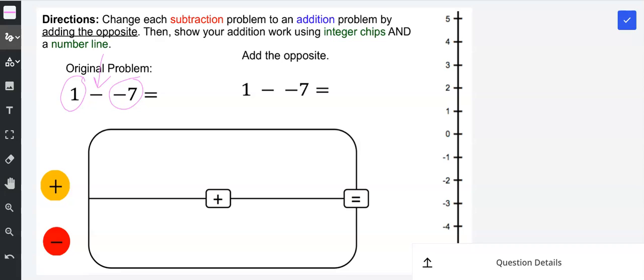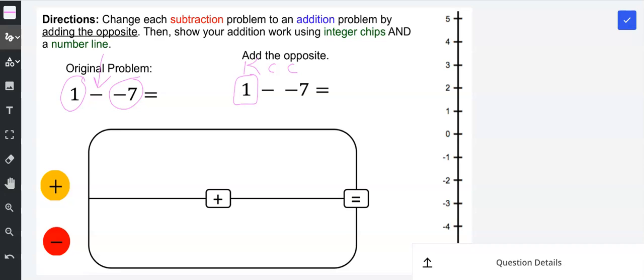So now I'm going to use my tool to help me change the subtraction to addition. I'm going to record keep and draw a box around the first number, because you do not change the first number. Leave that first number, a positive 1, alone. And then keep, change, change. I'm going to make 2 changes.